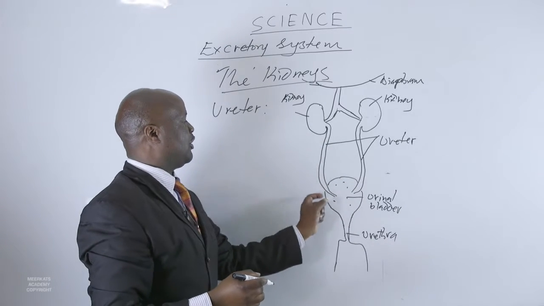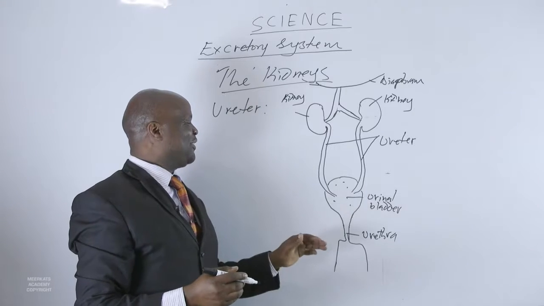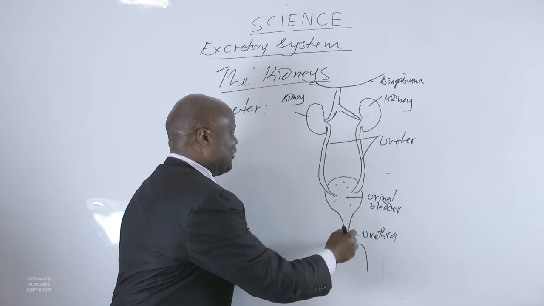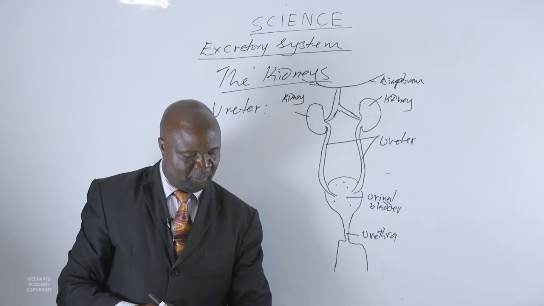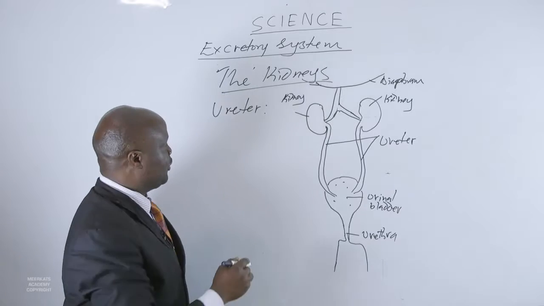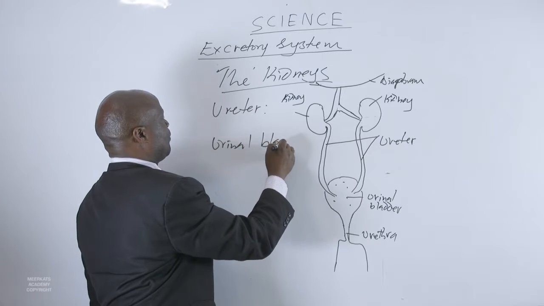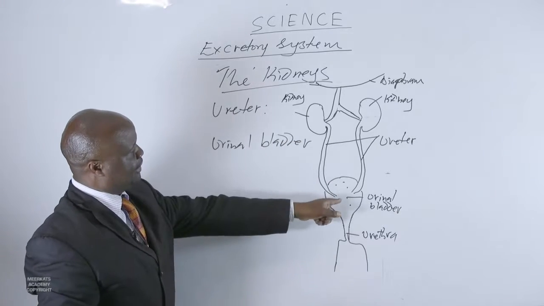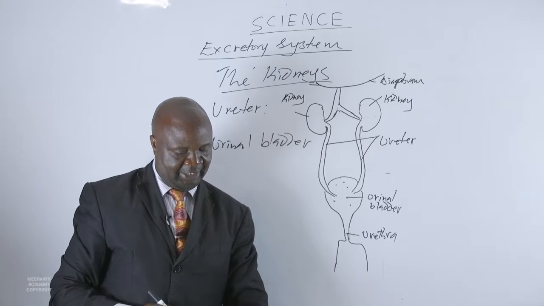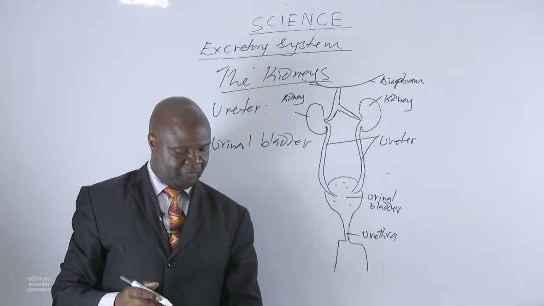When they carry urine to the urinal bladder, it is a temporary storage place for urine before it is let out through the urethra there. Then from the ureter, we can go to the urinal bladder. Now, from the urinal bladder, this is it. What does it do? We are saying it acts as a temporary storage or bag of urine.